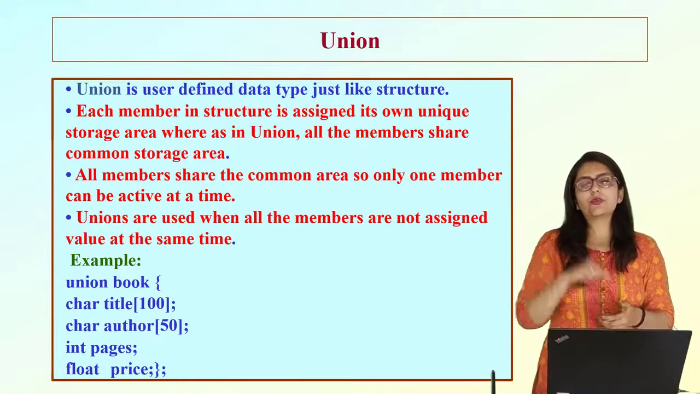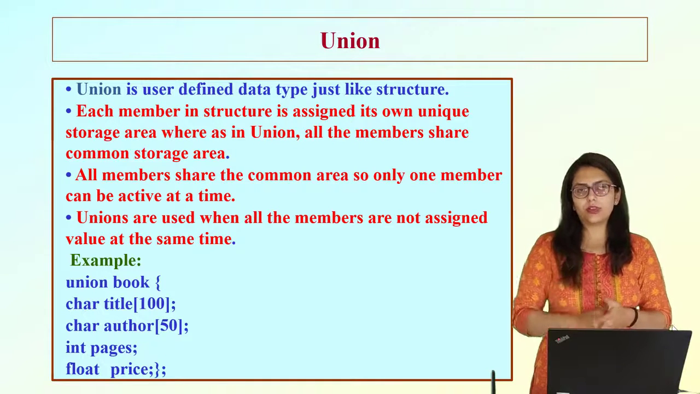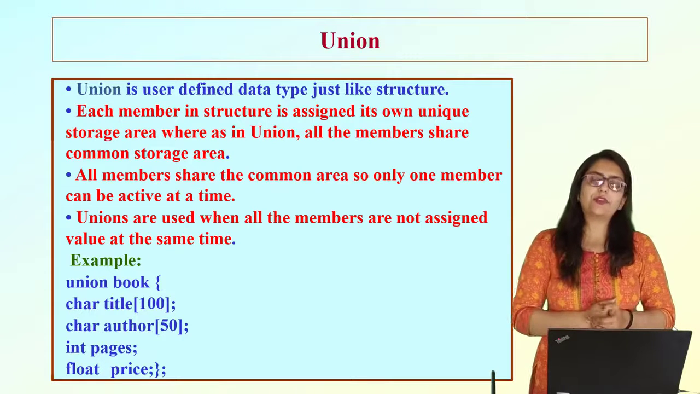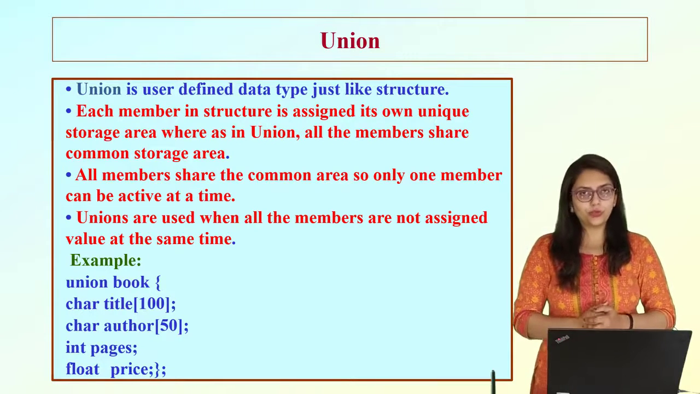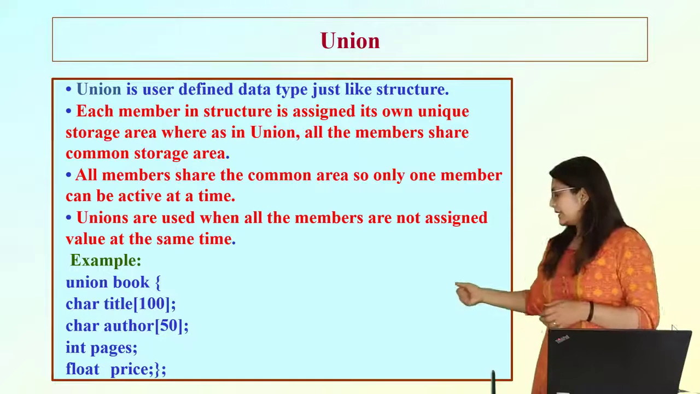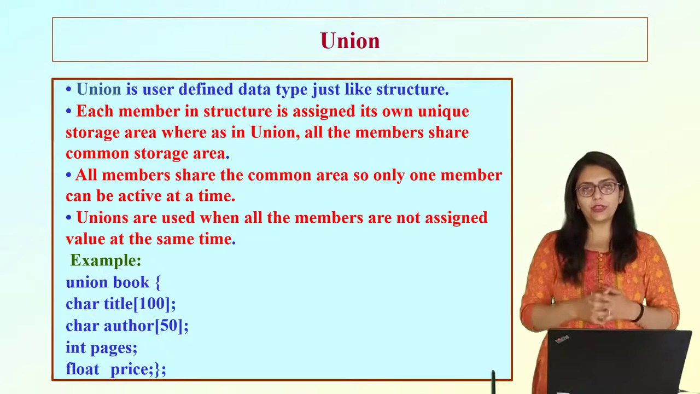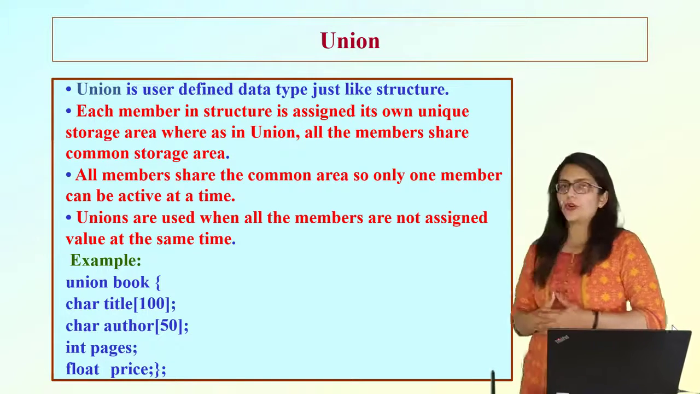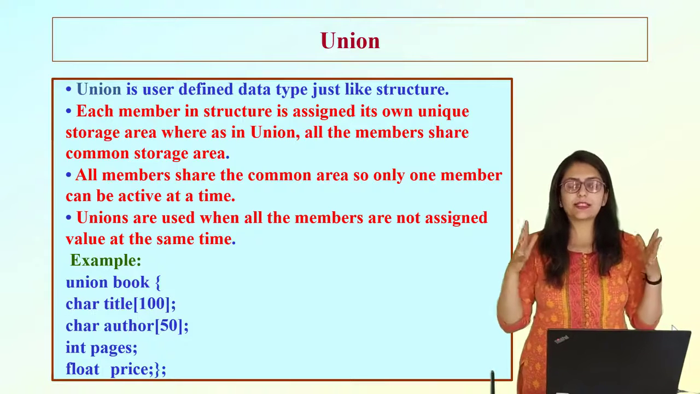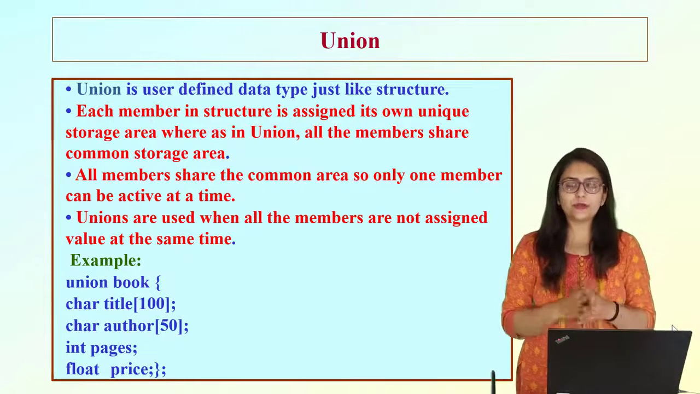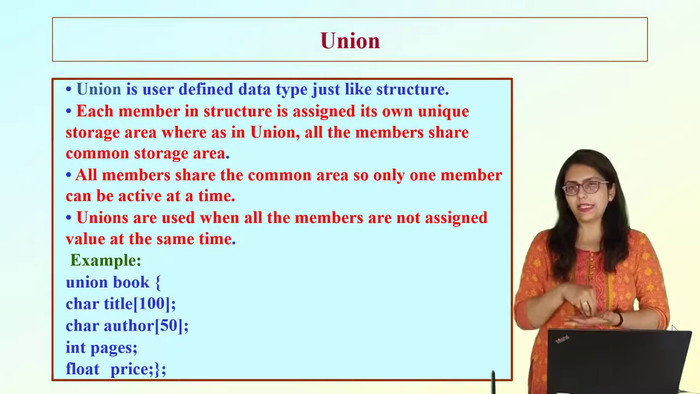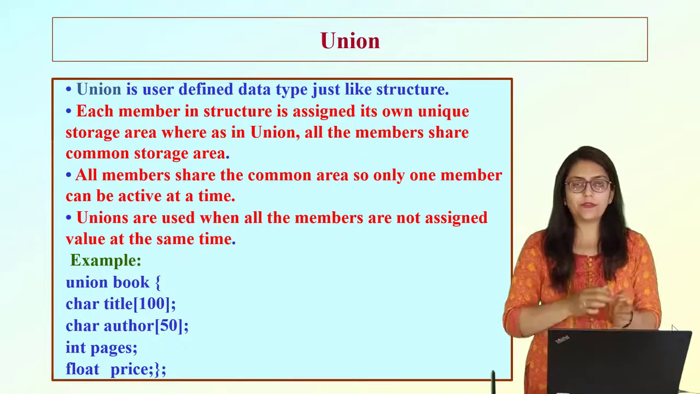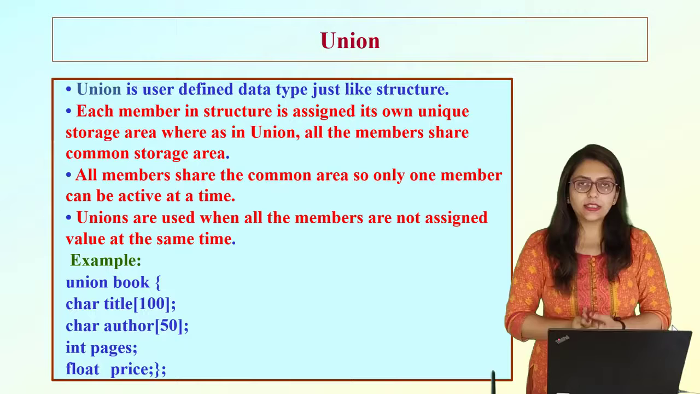So the difference between structure and union is just a keyword. For defining a structure, you have to use the keyword struct, and for defining a union, you have to use the keyword union. Otherwise, the syntax of structure and union definition is very similar. Now, each member in a structure is assigned its own unique space. I have shown you that if I define int id, then for id it will uniquely give 4 bytes. For other members it will uniquely give their storage.